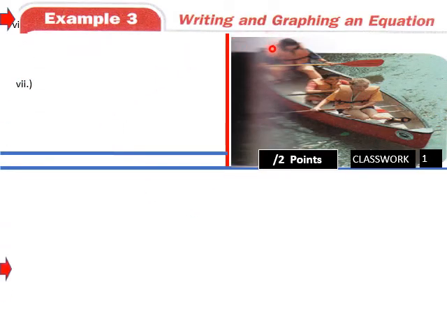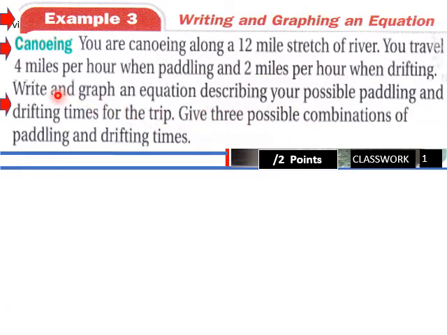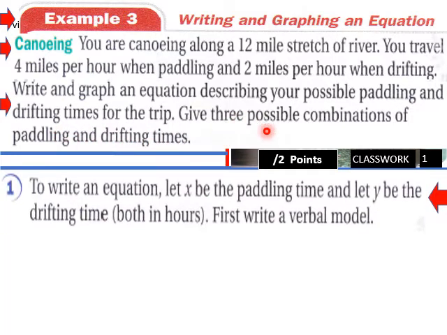So, writing and graphing an equation. Canoeing. You are canoeing along a 12-mile stretch of river. You travel 4 miles per hour when paddling and 2 miles per hour when drifting. Write and graph an equation describing your possible paddling and drifting times for the trip. Give 3 possible combinations of paddling and drifting time.